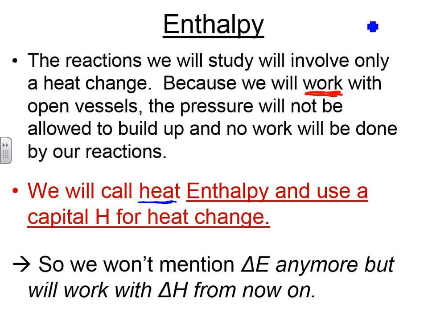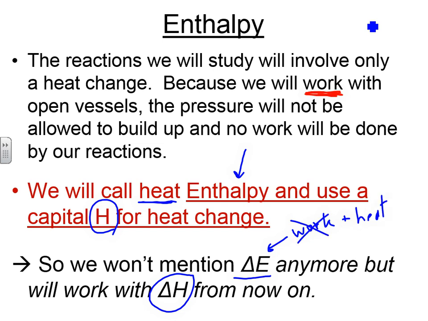And the heat, using a fancy word, is called enthalpy. So for that we use a delta H, or an H. H kind of matches heat. And we will call this delta H. So from now on we'll talk about delta H and not delta E. Again, delta E considers both work and heat. Now we're not going to worry about work, but only talk about heat. So we will talk about the change in the heat energy of the system. Hopefully that makes sense.